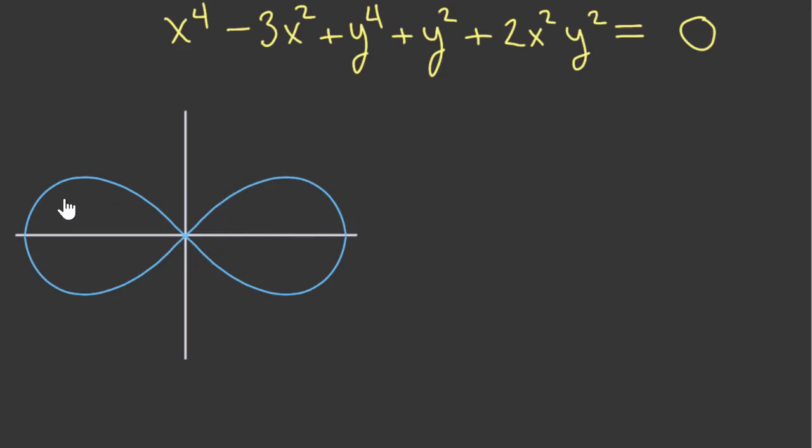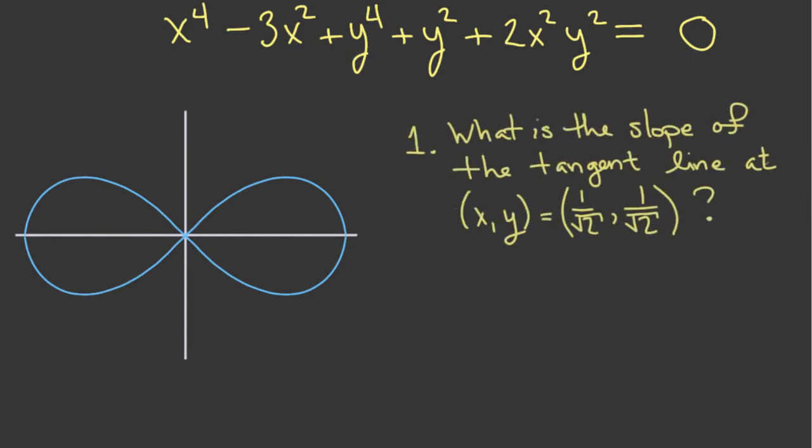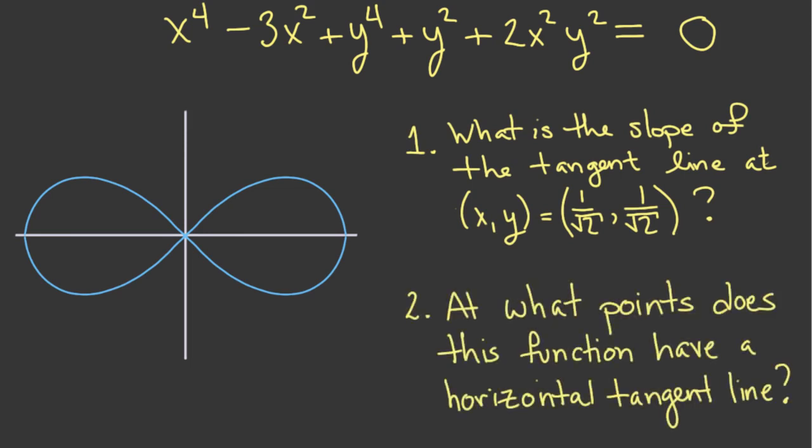So we have this crazy looking curve, and it's implicitly defined by this function, and we asked two questions. One was, what is the slope of the tangent line at the point xy equals 1 over root 2, 1 over root 2? And the other is, at what points does this function have a horizontal tangent line? Answering both of these questions involves understanding dy dx. And so to find dy dx, you guessed it, we are going to implicitly differentiate.